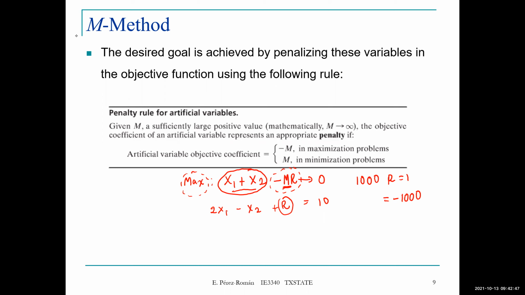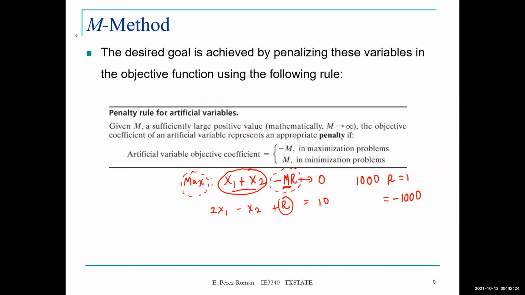I'm sorry, minimization problem. So the idea is we're going to create this M coefficient, and this is going to be a very big number. And it's going to be adapted according to the coefficients of your problem. So for example, if you have a model like this one, 2x1 minus x2, we are going to use an M value that is high enough that when you compare it to these two coefficients, you know that it's going to have a major impact on the solution of your problem.